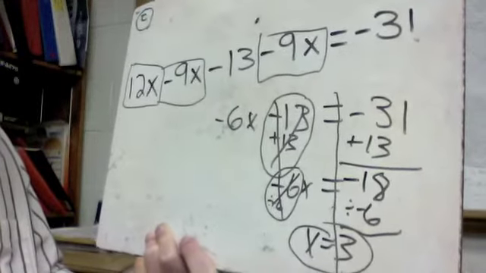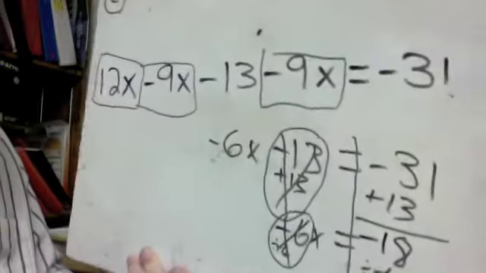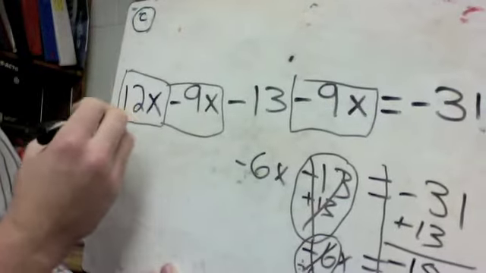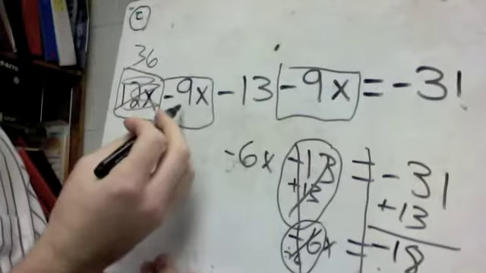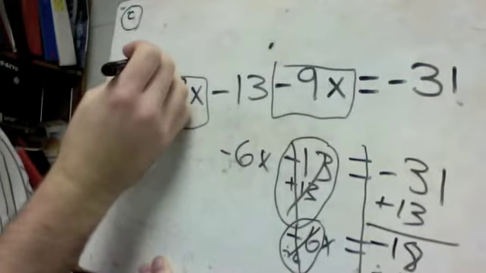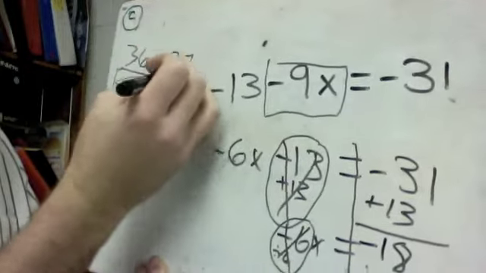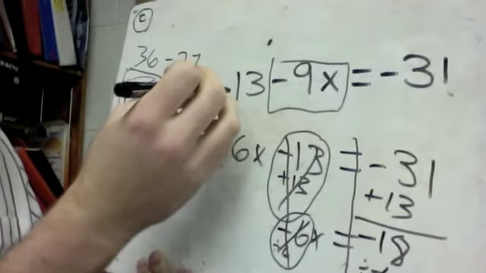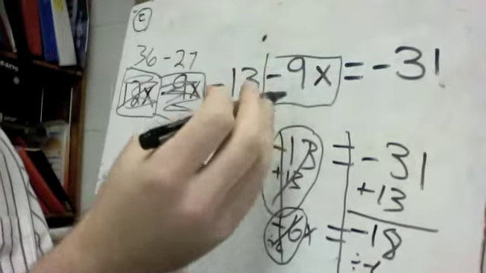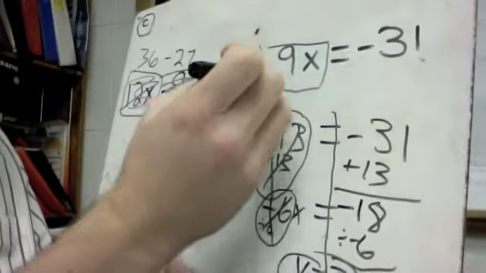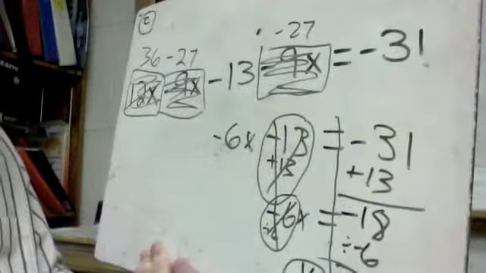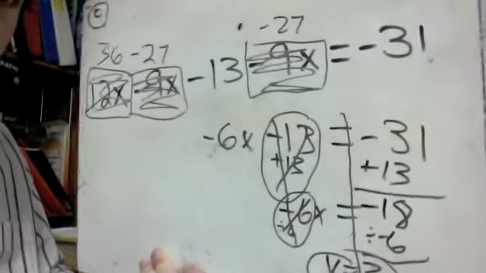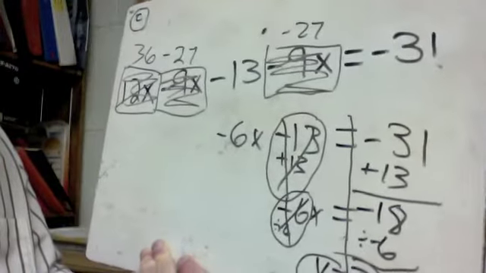Anytime you see an x, we need to put a 3 in for it. So 12 times 3 is 36. Negative 9 times 3 is negative 27. We've got our minus 13 here. Negative 9 times 3 is still negative 27 equals negative 31. So we have to make sure that that works out just fine. So we can do that.